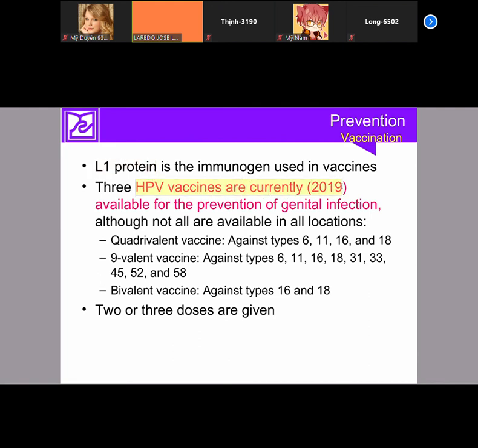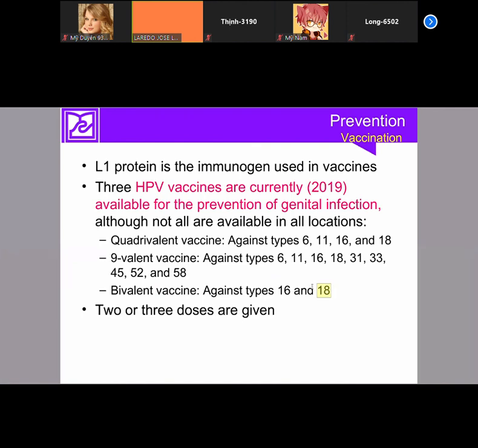Currently, we have 3 vaccines against papillomaviruses. The first vaccine that appeared 12 years ago was a vaccine only against serotypes 16 and 18. So the most important serotypes that cause cancers. So it was called the bivalent vaccine. Bi means 2, because it's against 2 serotypes, 16 and 18.